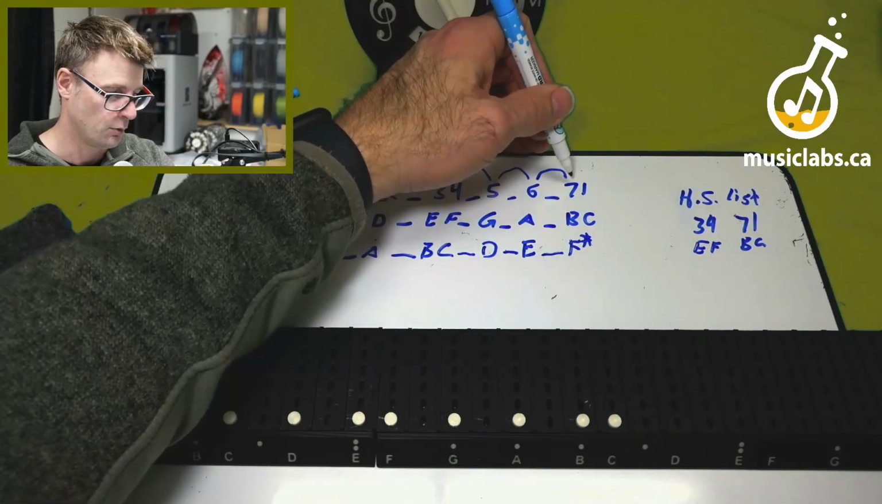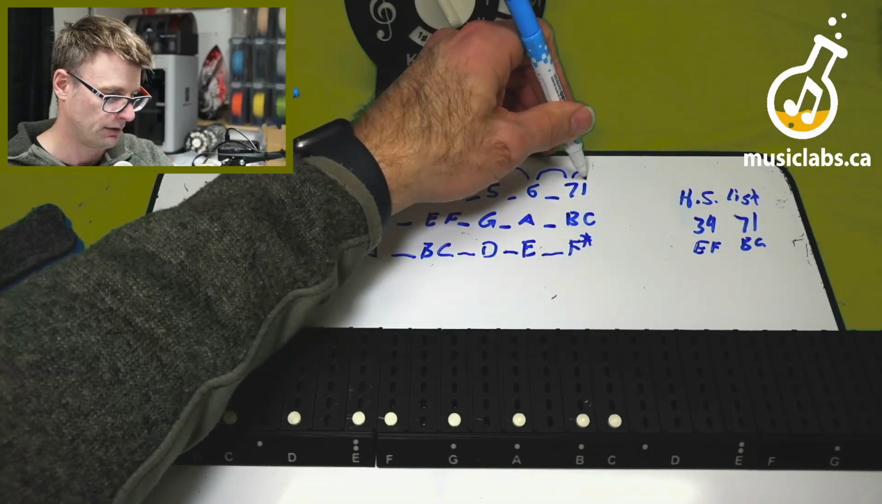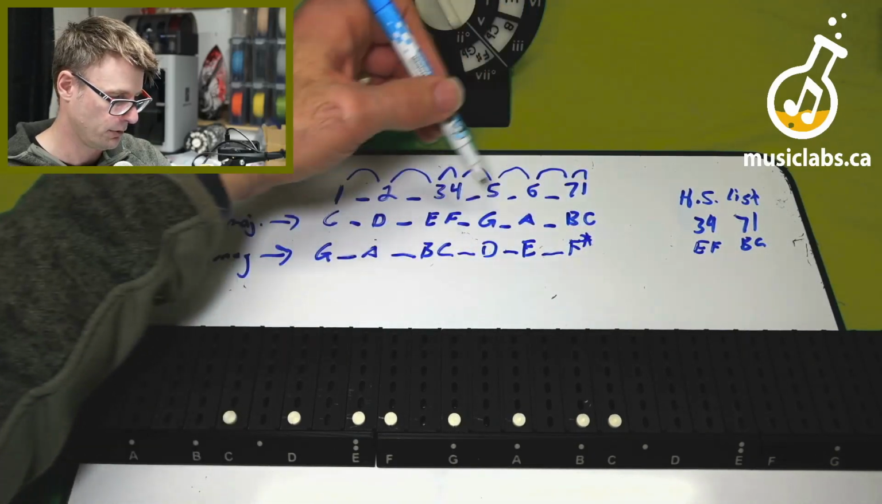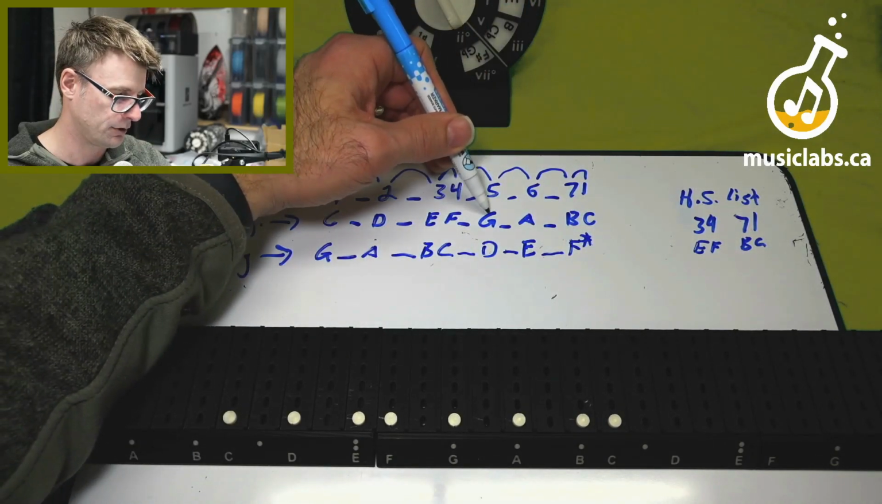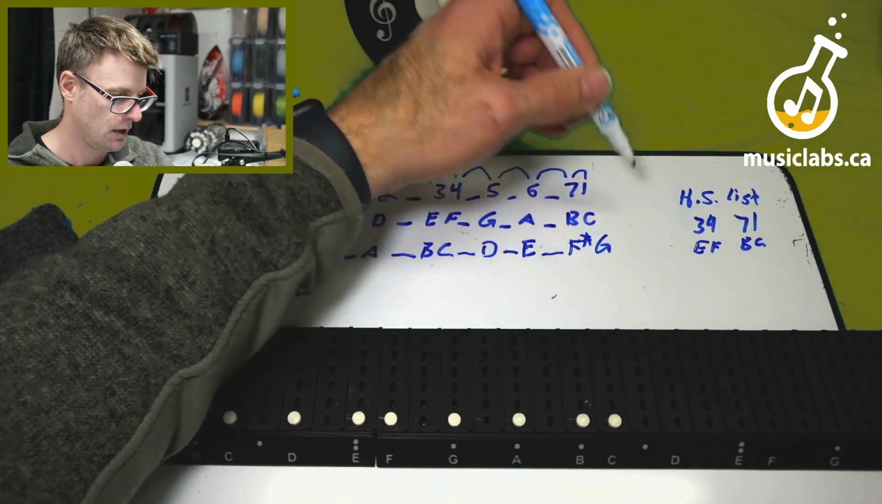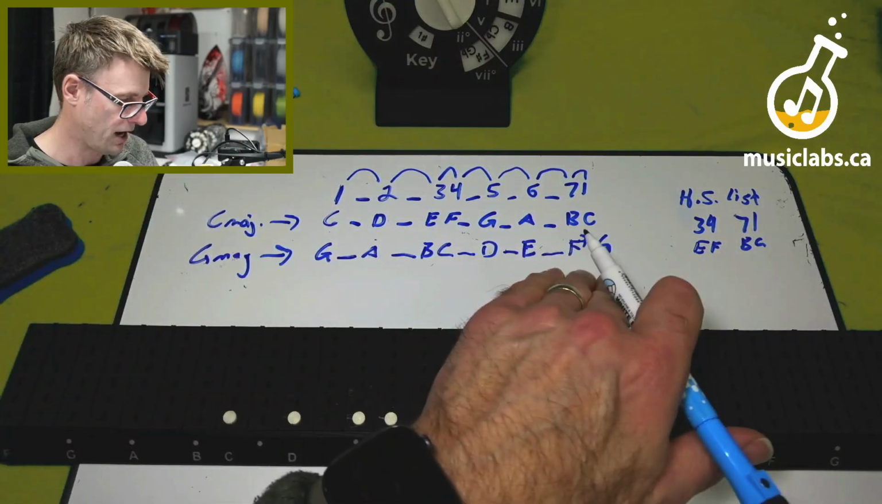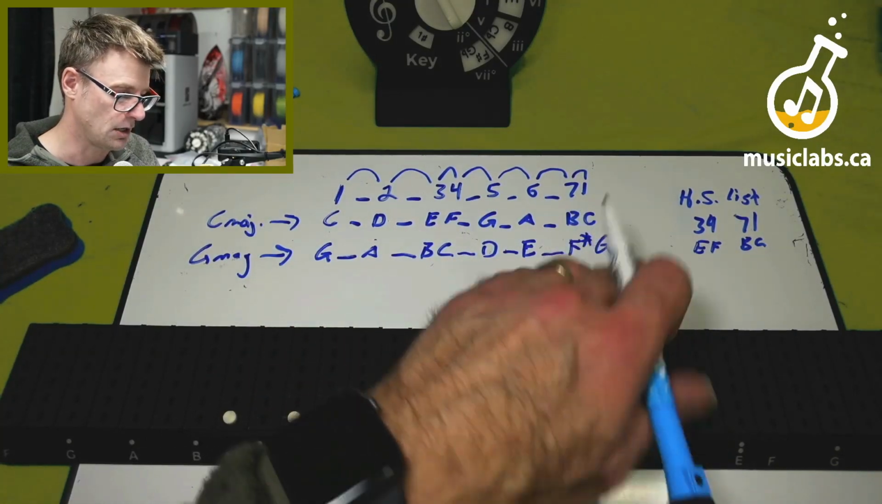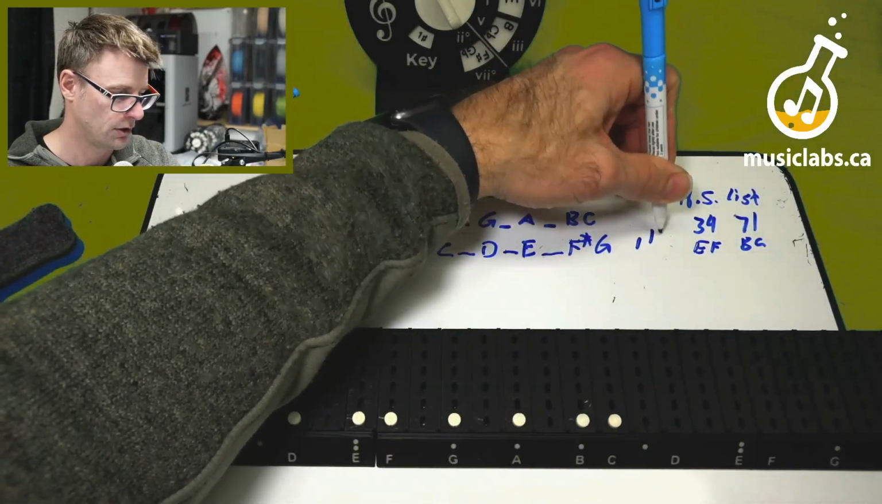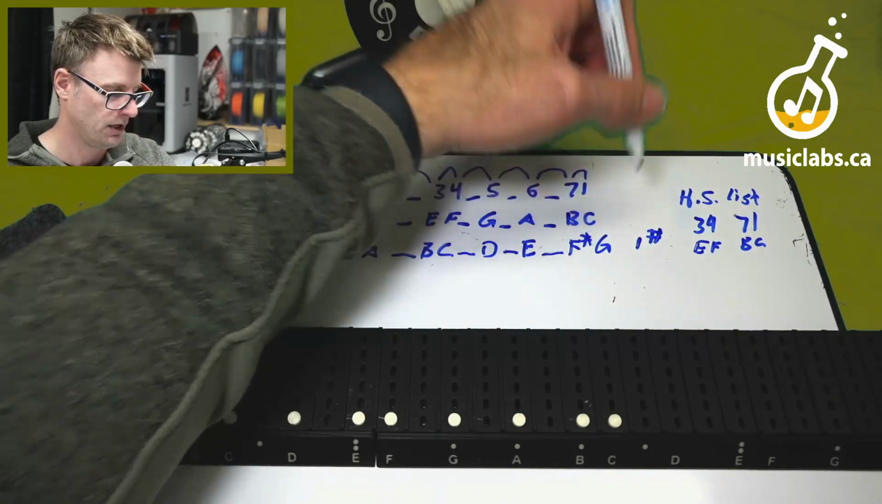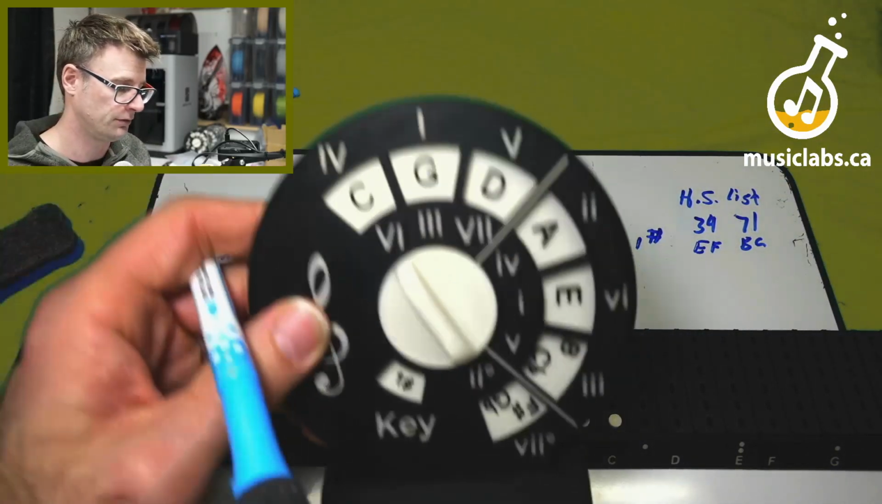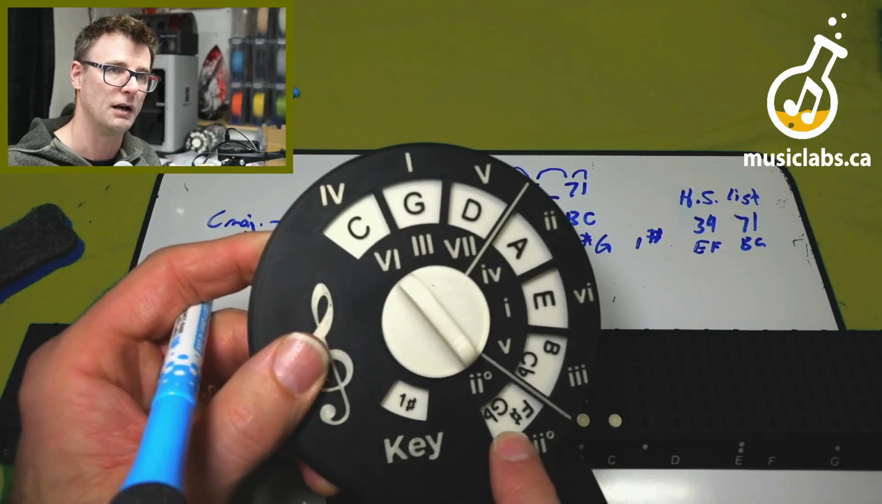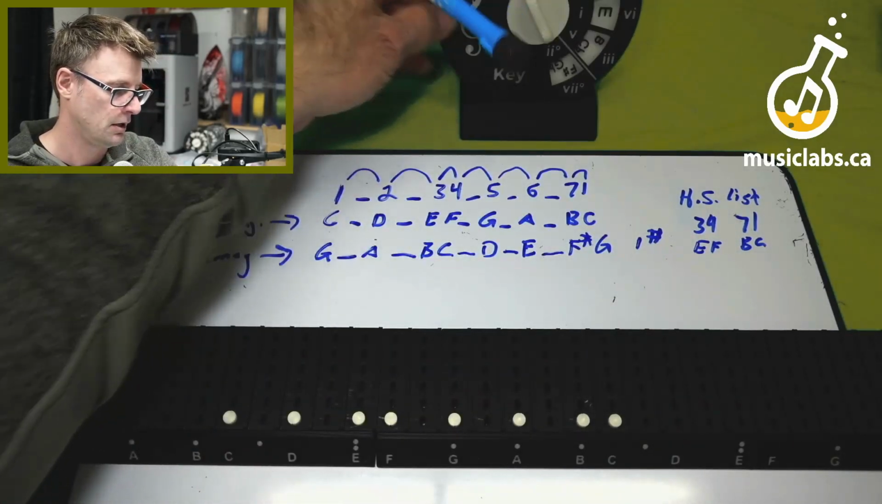Okay, so now we need a half step from 7 to 1. So we're on F sharp right in here, and a half step from F sharp is G. Okay, so if we look at this pattern now, we've got G, A, B, C, D, E, F sharp, and then G. So this has 1 sharp, and that sharp is F sharp. Let's get our circle of fifths dial and check our work. F sharp, boom. Nailed it.